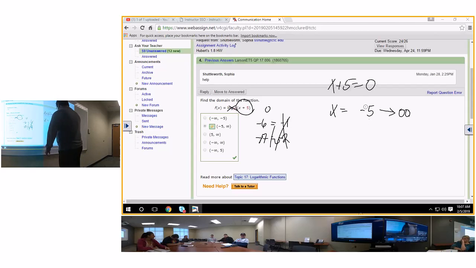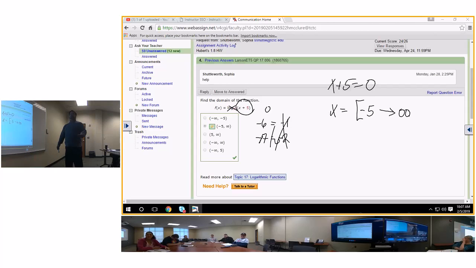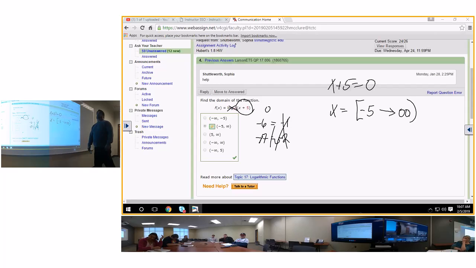All right, so negative 5. Can we use negative 5? Can you take the log of 0? Yes, log of 0 is 1. So you can use negative 5, so there is your domain.